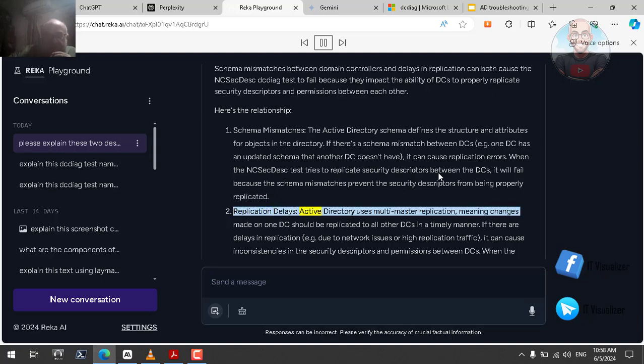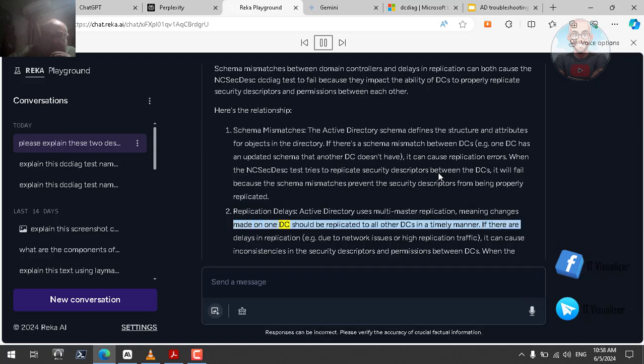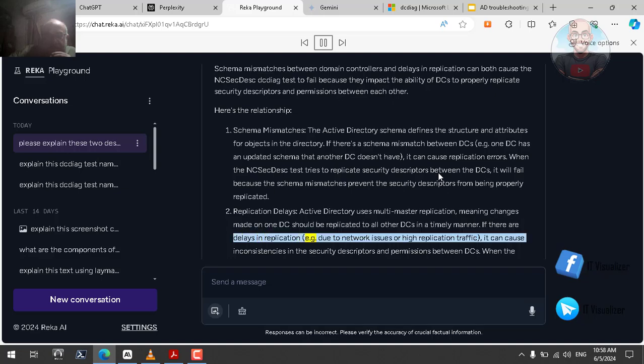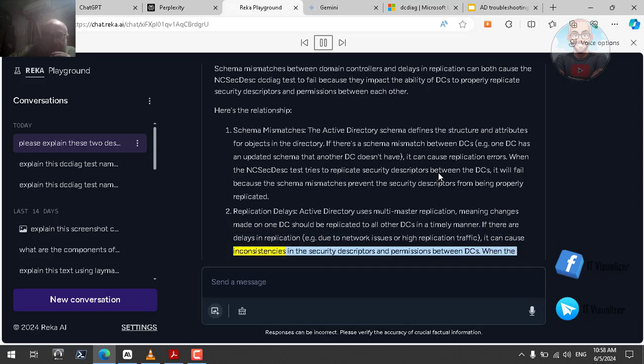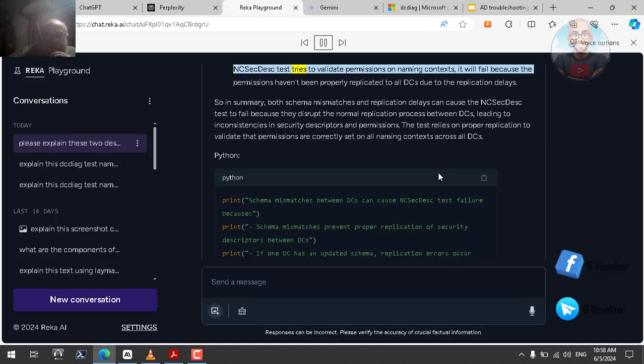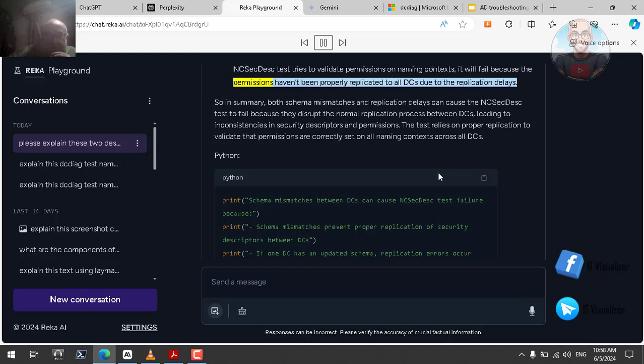Replication delays. Active Directory uses multi-master replication, meaning changes made on one DC should be replicated to all other DCs in a timely manner. If there are delays in replication, e.g. due to network issues or high replication traffic, it can cause inconsistencies in the security descriptors and permissions between DCs. When the NCSEC desk test tries to validate permissions on naming contexts, it will fail because the permissions haven't been properly replicated to all DCs due to the replication delays.